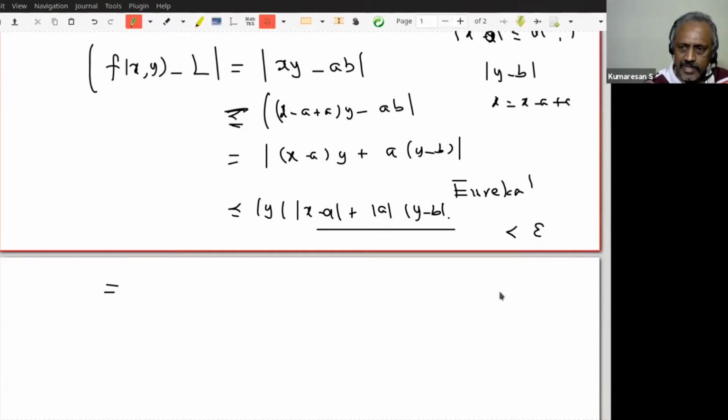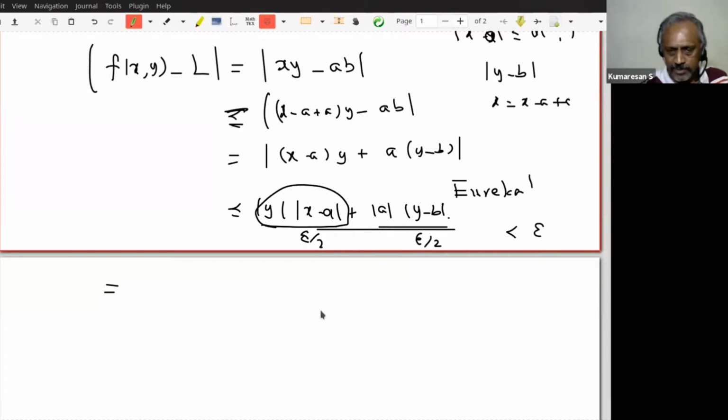Okay. So how can I achieve it? I can achieve it in an uneven way. I can make sure the first term is less than epsilon by 10 and the second term is less than 9 epsilon by 10. Therefore, the sum will be less than epsilon. But we are all fair-minded people. So what I would like to do is make sure this fellow is less than epsilon by 2 and this guy is also less than epsilon by 2. This is what I want to make sure. Do you understand this? Okay.